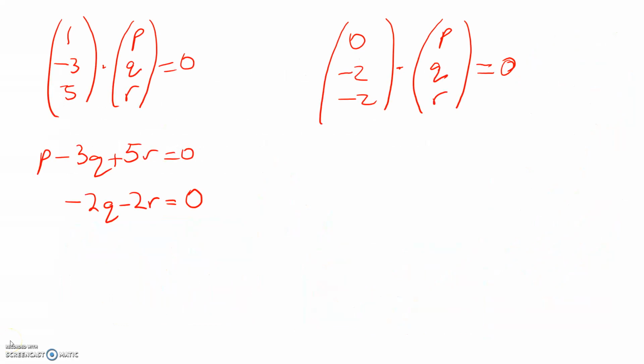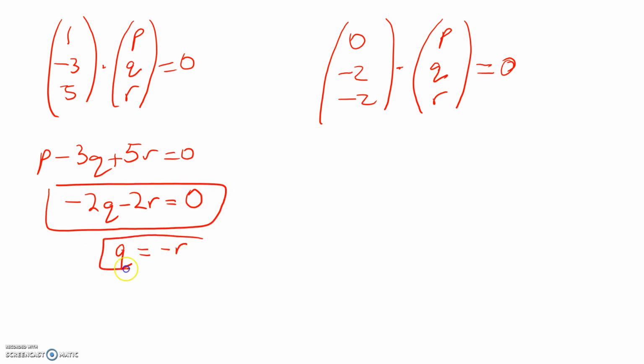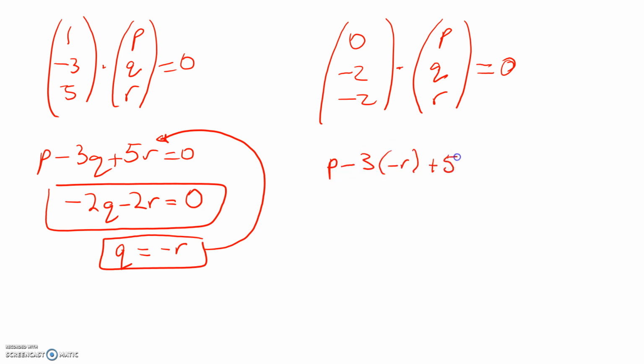Okay, so that's the most obvious bit of what we've done. We've just written those two dot products as equations. Now what can I say? Well, I take this equation and I can say that Q is equal to negative R. And now I can sub that into there. So I'm going to get everything here in terms of R. Doesn't matter which way you go, but we'll get P minus 3 times negative R plus 5R is equal to 0.